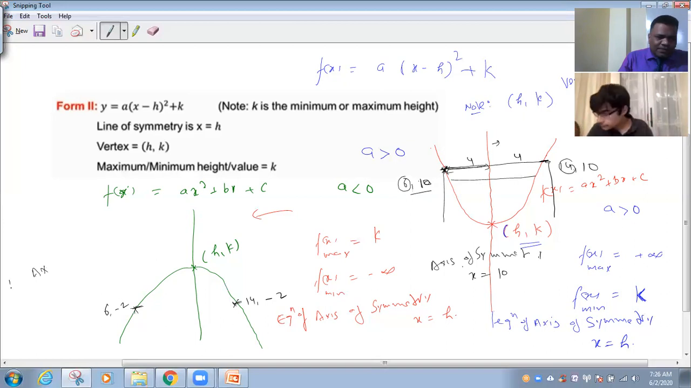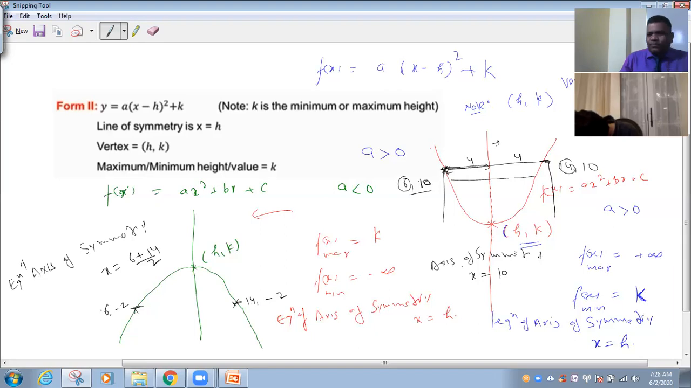So the equation of the axis of symmetry. That is x is equal to, basically what we do, the x coordinate of this point plus the x coordinate of this point, 14, divided by 2. That is the basics here, right? So finally we can say x is equal to 10. Or you can also say x minus 10 is equal to 0. Both are the same.